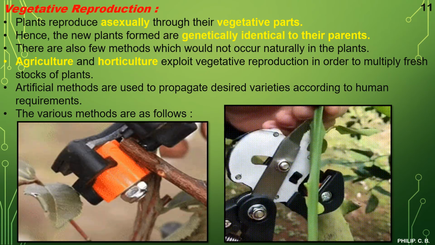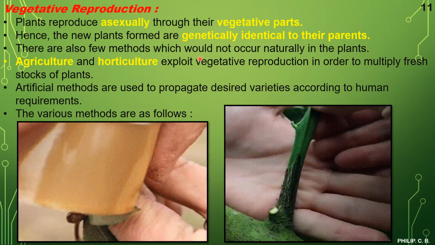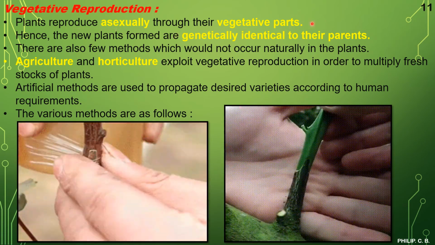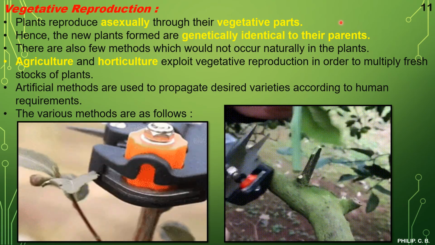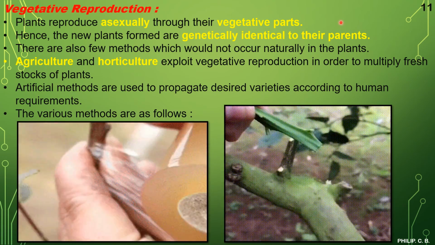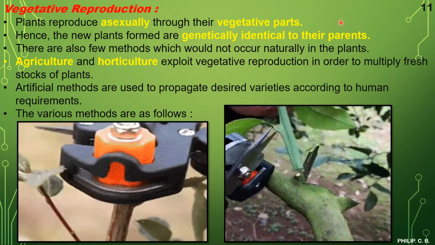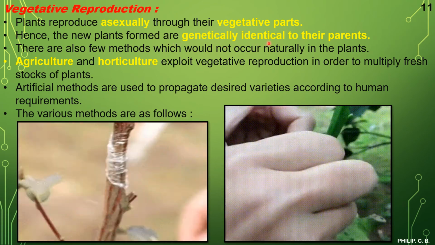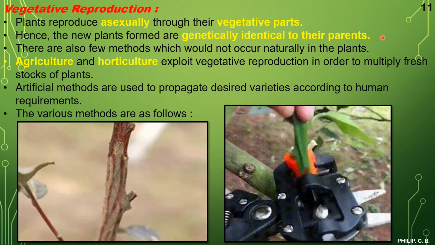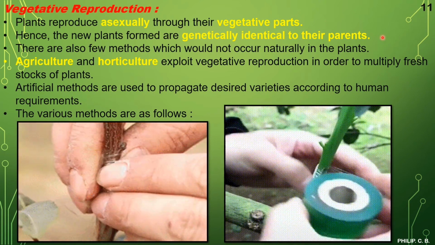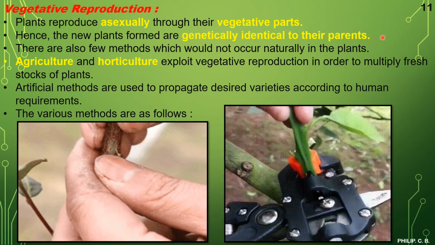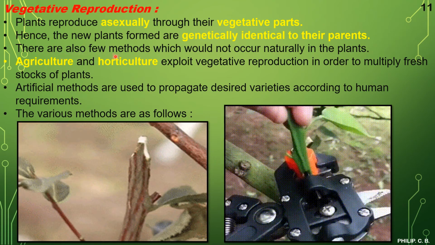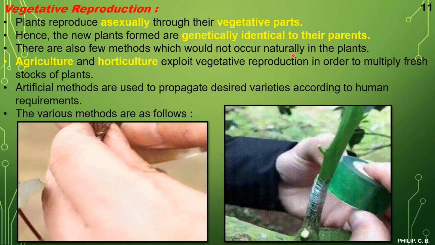Now moving on to the next slide, that is vegetative reproduction. Now plants reproduce asexually through their vegetative parts. That's why the term given is vegetative reproduction, taking place with the help of vegetative parts of the plant. Hence the new plants formed are genetically identical to the parent. Now because it is asexual reproduction, the genetic character is identical, or as we said earlier, the exact clone of the parent.